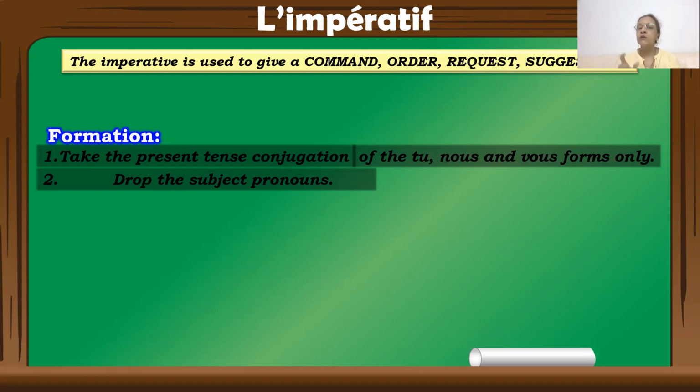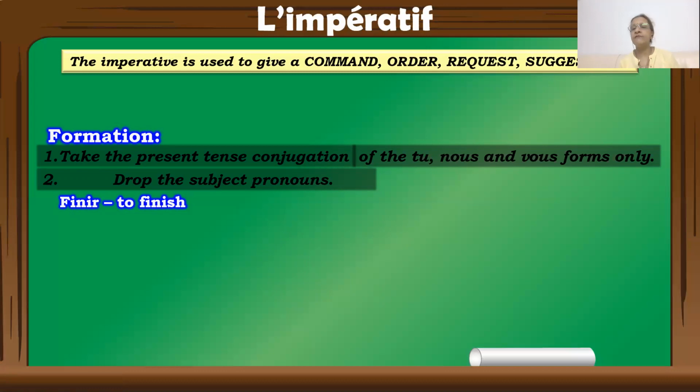I'm going to take all the three ending verbs, three groups. Let's start with the first group, finir, IR ending. Finir is to finish. So if I have to give an imperative mood of the verb finir, how do I do it? What is the first step?